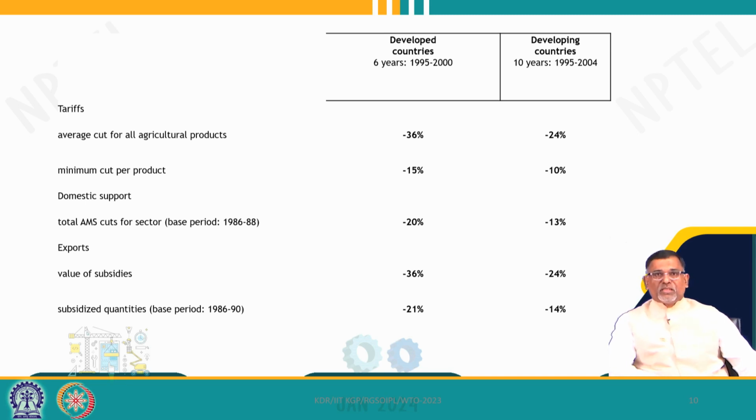At the same time, you can see the difference between developed and developing countries. For example, the average cut is 36% and 24%, so there is only a 12% difference between developed countries and developing countries. If you take a developed country like the US, they are going to reduce 36%. At the same time, if you take a poor country like Pakistan, they have to reduce by 24%. So, the margin is very thin, which is probably not noticed by analysts. The margin between developed and developing countries was very small.